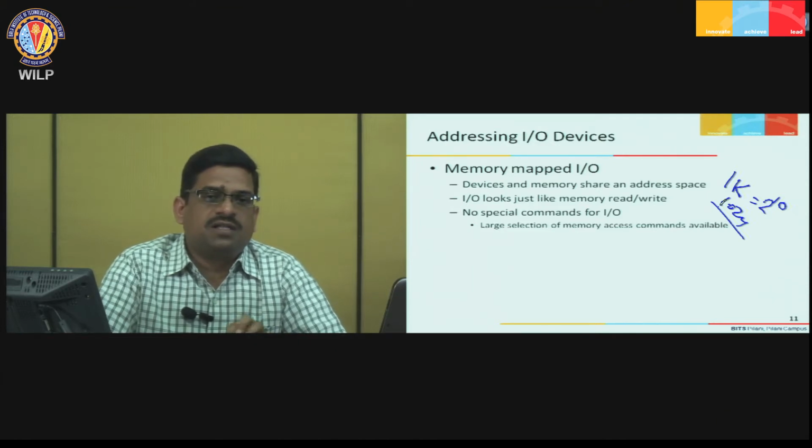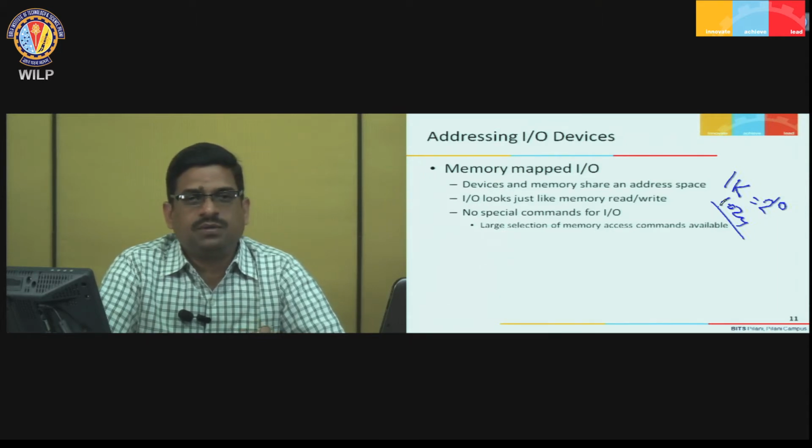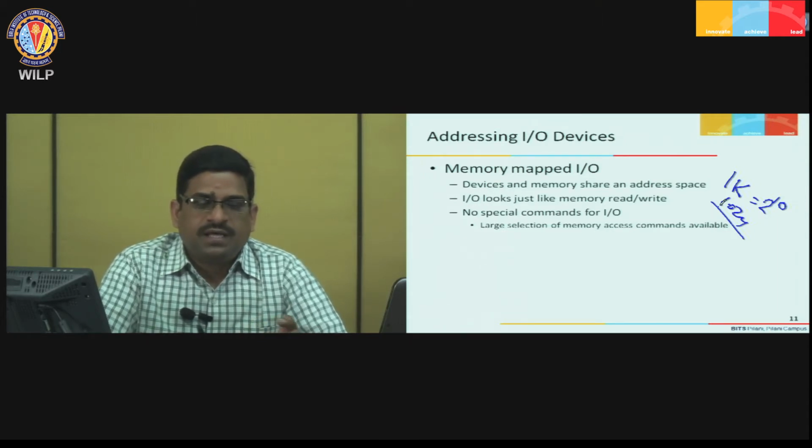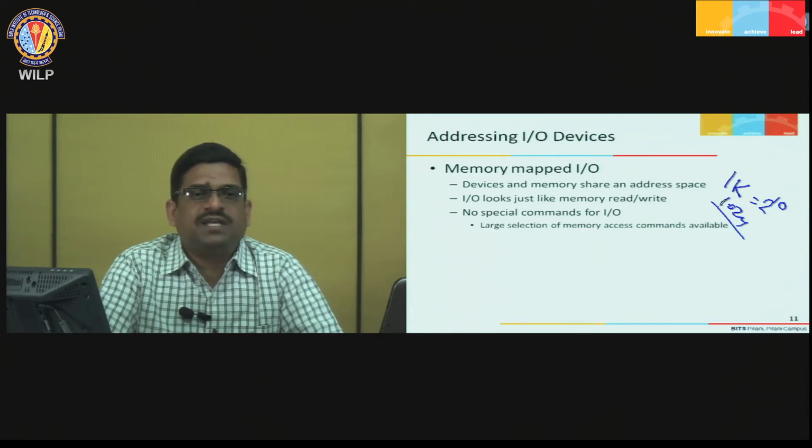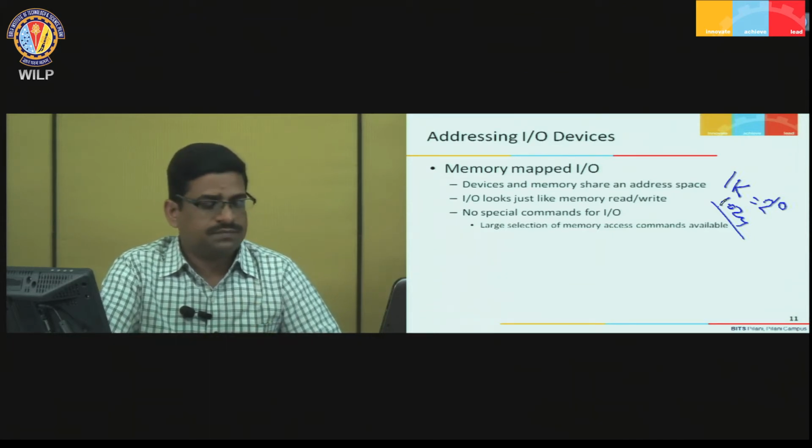The advantage is that all sorts of memory operations can be done with the IO as well. A large variety of operations can be done, because for memory the instruction set provides a lot of instructions, and you can reference the memory in different ways. The same instructions can be used for the IO as well. So the programmer has a wide variety of options to write the program. I am talking about the assembly language level, where we can visualize all these things.